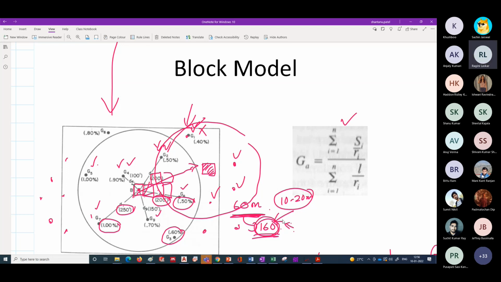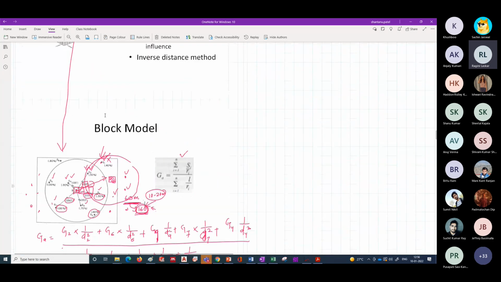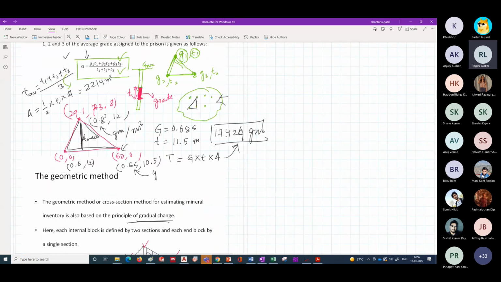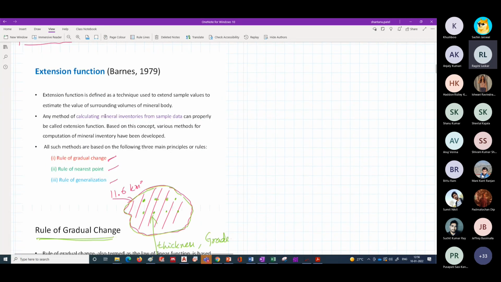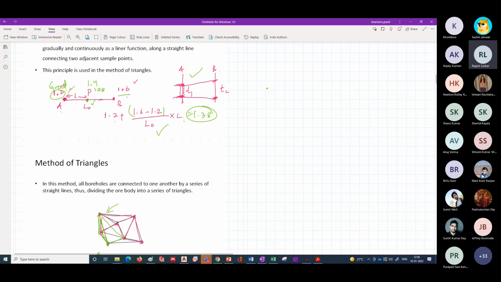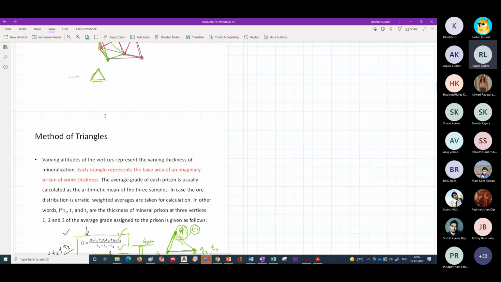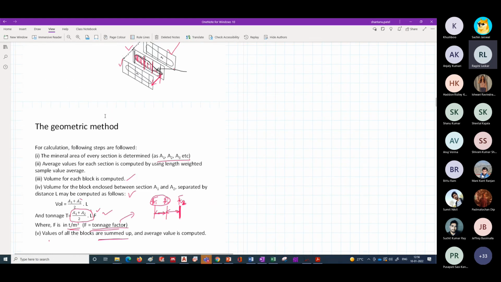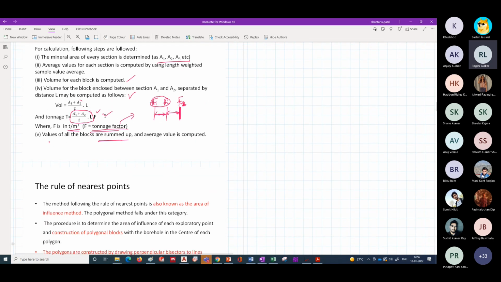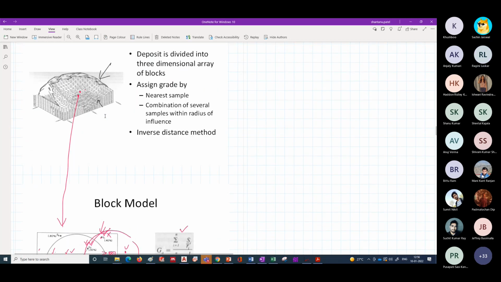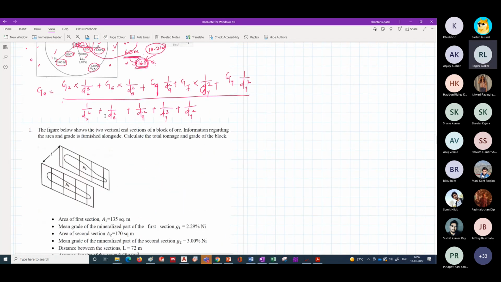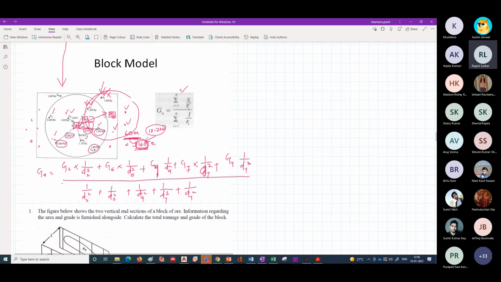Okay, let's stop it here. We can quickly revise what we studied. This is a simple thing we learned, right? About how we calculate, using simple techniques, the total quantity of ore in a deposit. Next class we'll be talking about something called the geostatistical method. Okay.